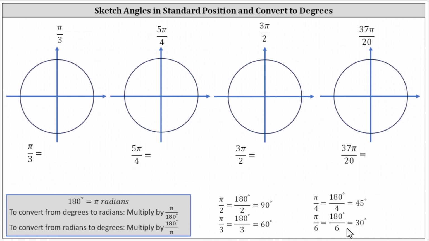When an angle is in standard position, the initial side is along the positive x-axis. If the angle is positive, the rotation is counterclockwise. If the angle is negative, the rotation is clockwise.